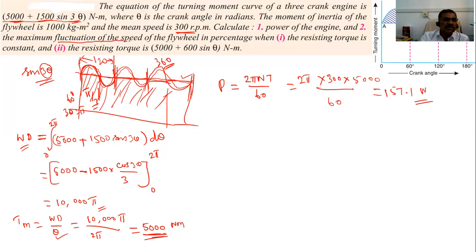The next step is to calculate the fluctuation in speed. What is the equation to find the fluctuation in speed? Delta E is equal to I into omega square into Cs. This is the equation. First you have to find the value of delta E. How to calculate delta E? What is delta E in this problem? This value or this value or this value? The fluctuation in energy. Because all are the same, any one you can calculate. So let us calculate this.